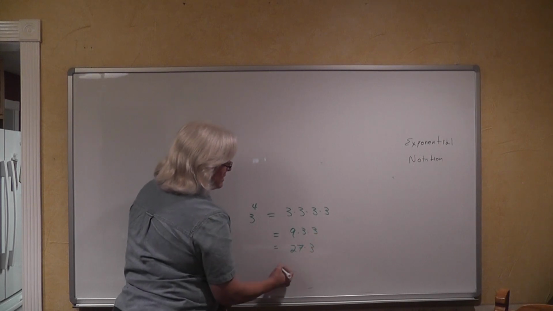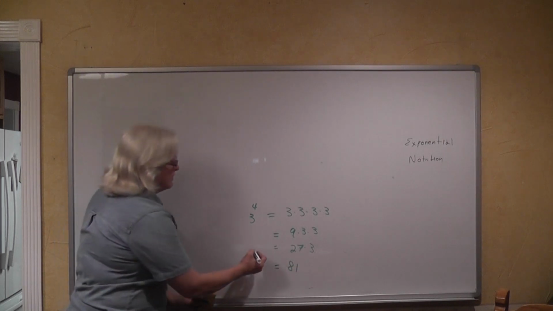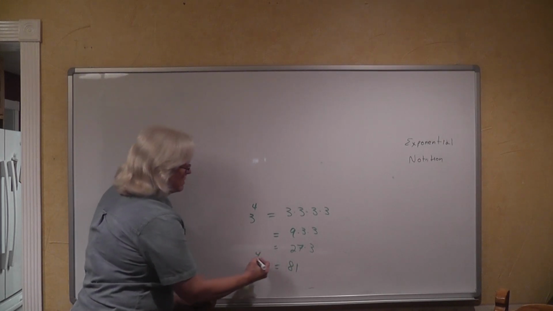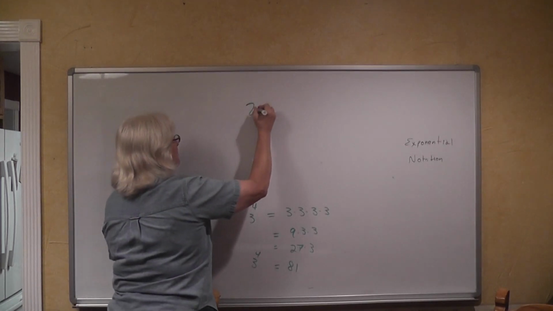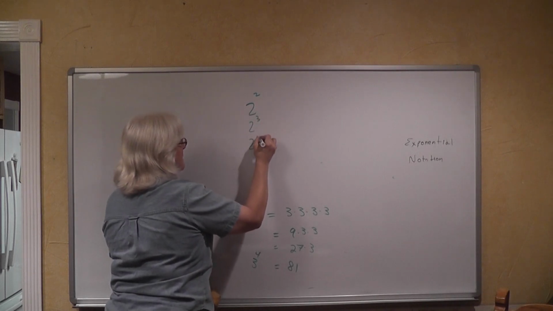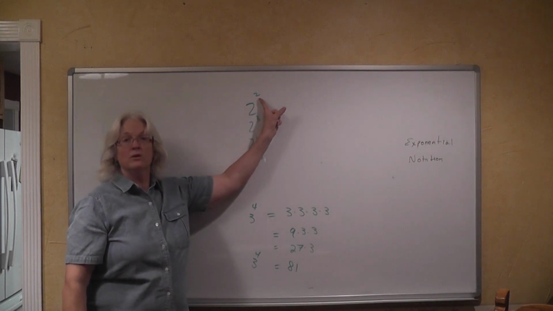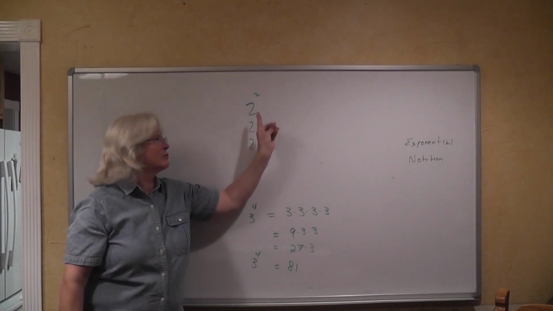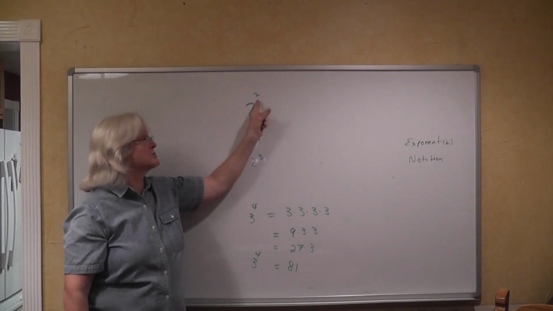27 times 3 is 81. So 3 to the 4th is 81. And let me step through these to show you how we're going to read these, how we're going to pronounce these powers. When you use the base as a factor twice, we use the term squared.